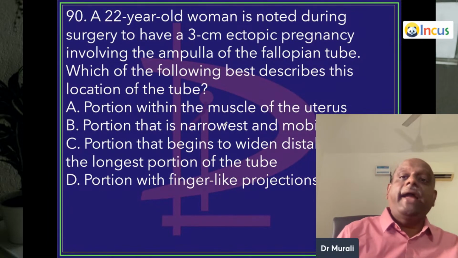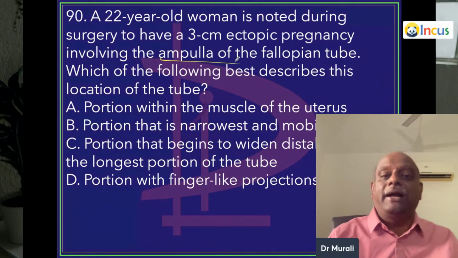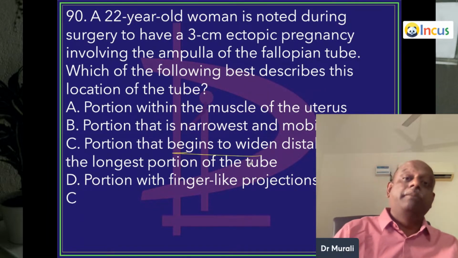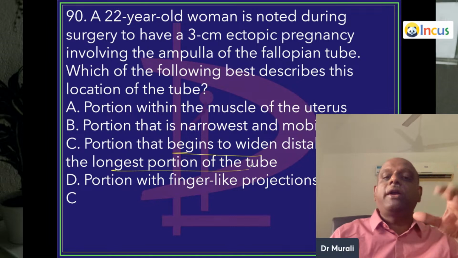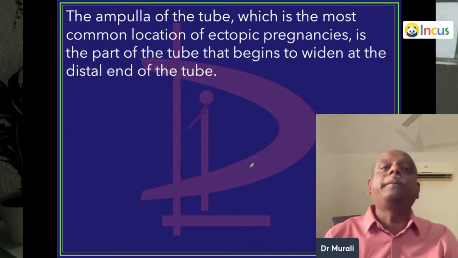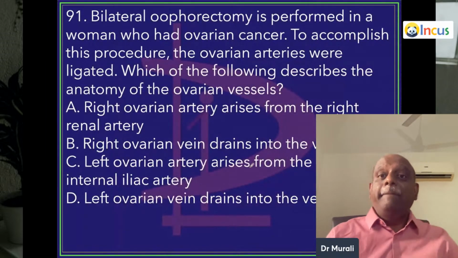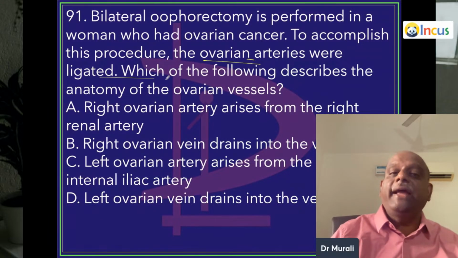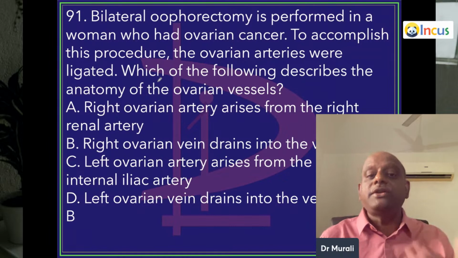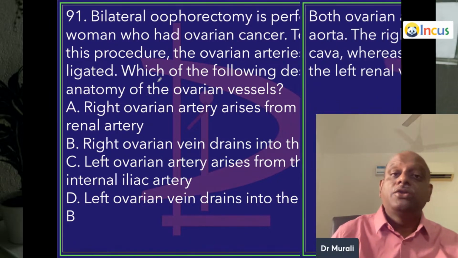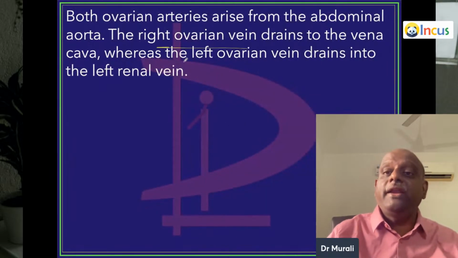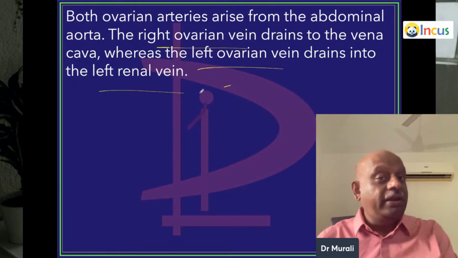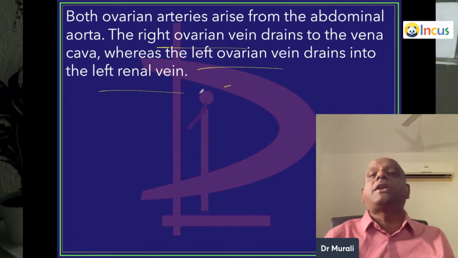Now there is an ectopic pregnancy involving ampulla. How do you like to describe ampulla? Ampulla is that part which begins to widen distally and is the longest portion of the fallopian tube. Bilateral oophorectomy is performed. The ovarian arteries are ligated. So how do you like to describe ovarian veins? You should know the right ovarian vein drains into IVC, left ovarian vein drains into left renal vein. Same thing is with testicular vein.